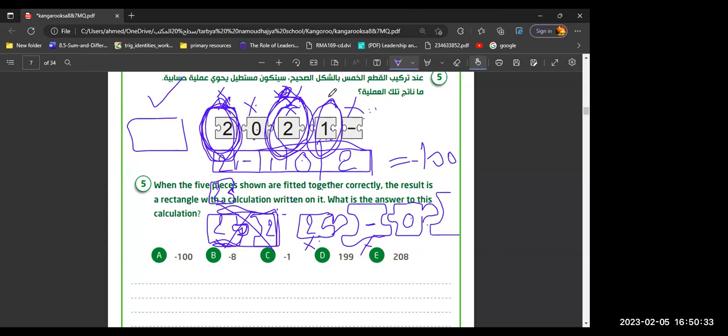All right, now if we put 2, the rectangle is closed again, but we didn't use the last piece. So the only possible case is this. It's 2 minus 102, which is negative 100. And good job, Lamis. It's A.